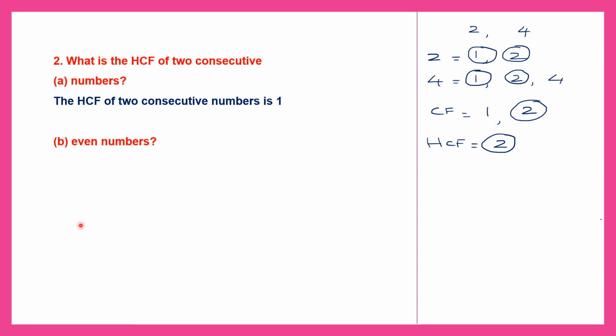So what is the answer to this question? What is the HCF of two consecutive even numbers? The answer is the HCF of two consecutive even numbers is 2, as we just found out.